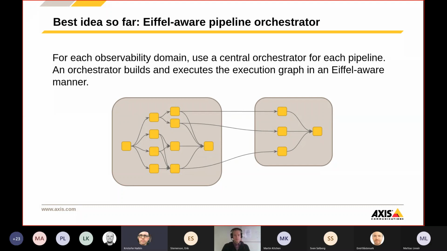But Emil, what would you say to what Magnus said, that everything here shall be Eiffel-aware? We want to tie together all event chains with, for example, the solution you're working with, but we don't trigger every step explicitly.